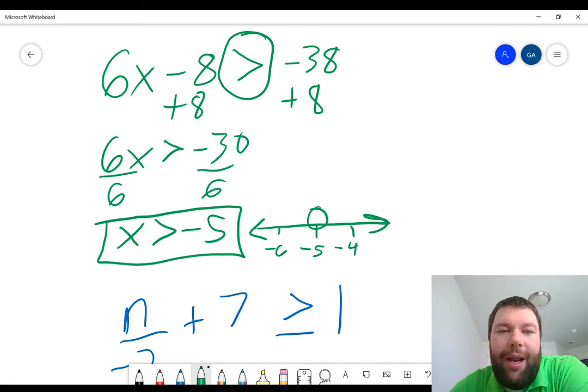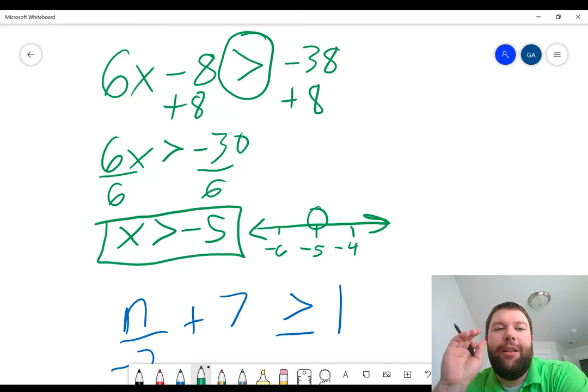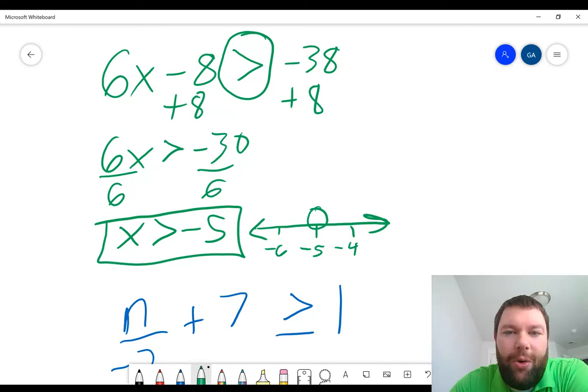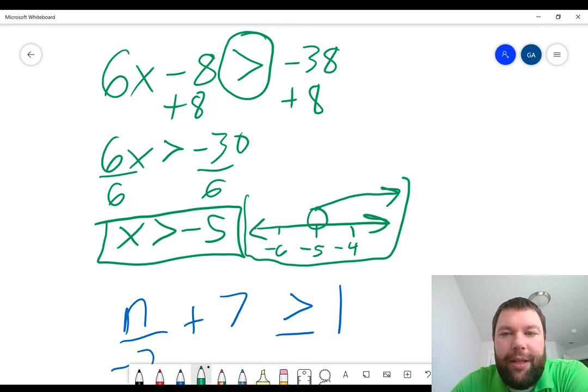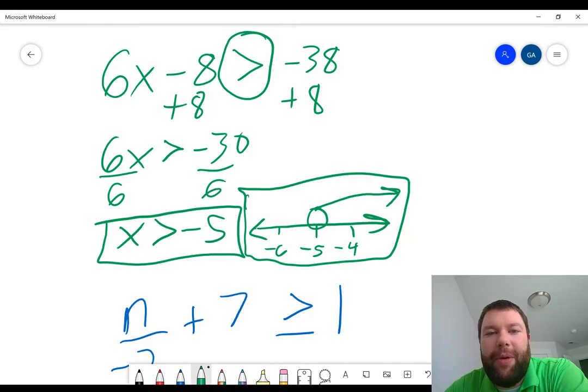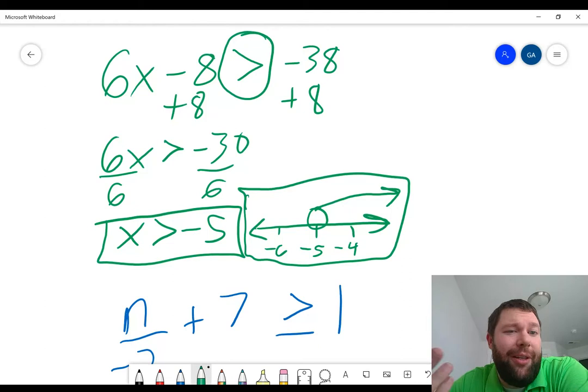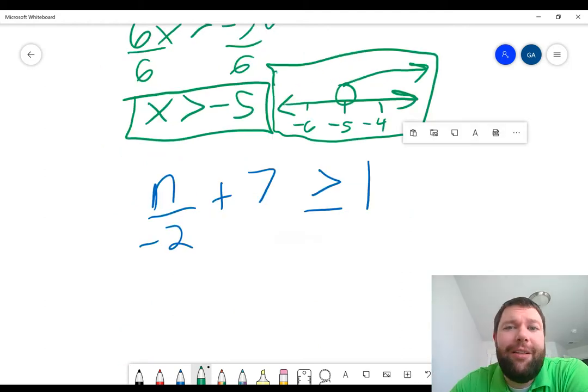And then I look at my final answer to see which direction it's going to go. If the alligator's eating the variable, it's always going to go to the right. If the alligator's eating the number, it goes to the left. In this case, it's going to the right. So that is my other answer right there with my graph. And that's all you have to do, really. It's just solve and then graph the number line.